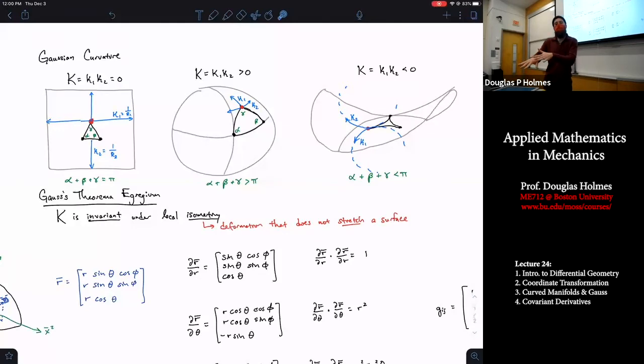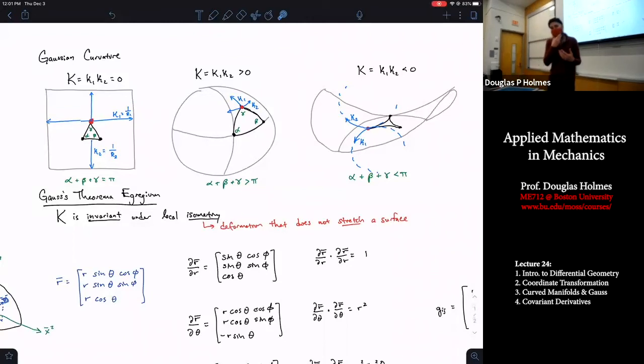That also changes the metric, because if you have two material points that are a certain distance apart in your sheet of paper, and then you cut it and put those material points further apart, you've clearly changed the distance between those points. So you can't change the Gaussian curvature of a surface without stretching it.